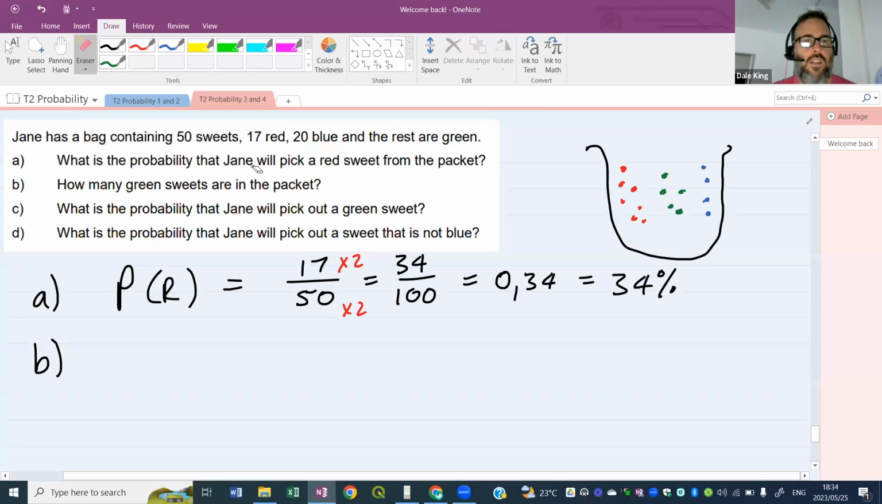B. How many green sweets are in the packet? Okay, I'll do this one because it's easy. Well, actually, you guys do it. How many green sweets are in the packet? You guys are writing numbers, Tiamo. How did you do it? What math did you guys do? We need to see the math. Bianca.